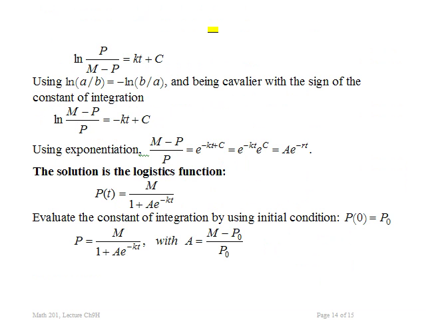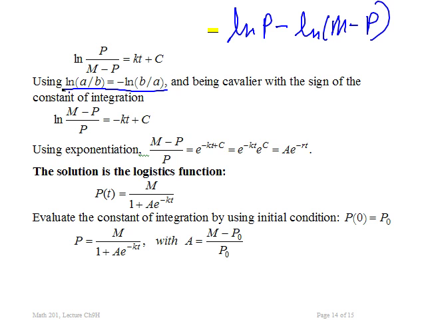All right, so we had the natural log of p minus the natural log of m minus p, which we can just combine. I can write this as the natural log of p over m minus p. I can also write that as minus 1 times that. It's no problem. Now with a little bit of algebra, I end up here.